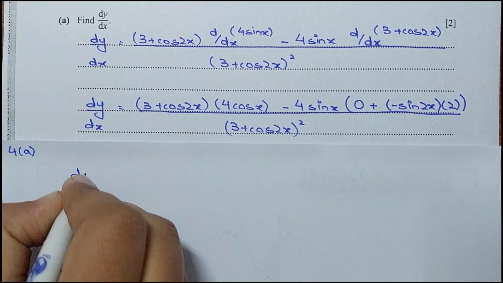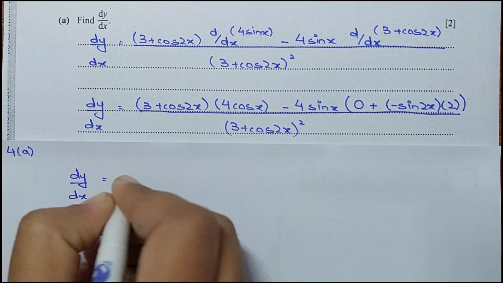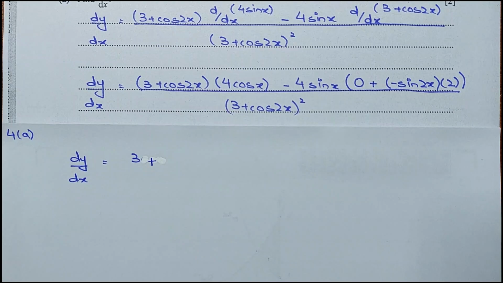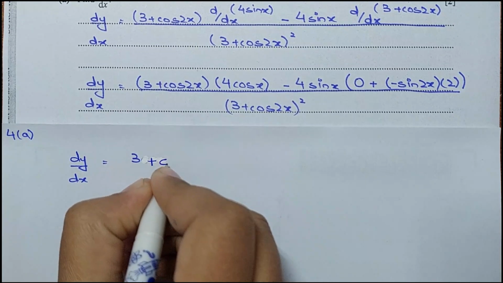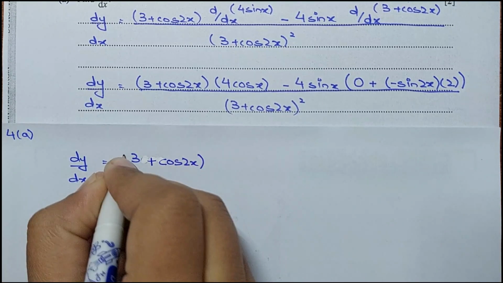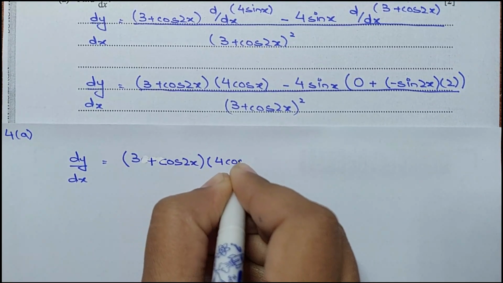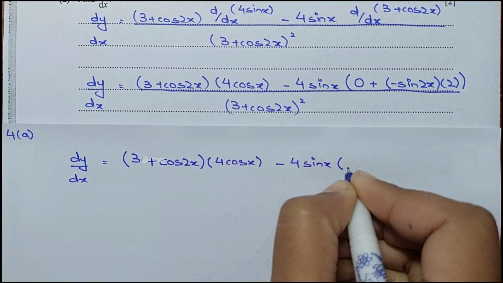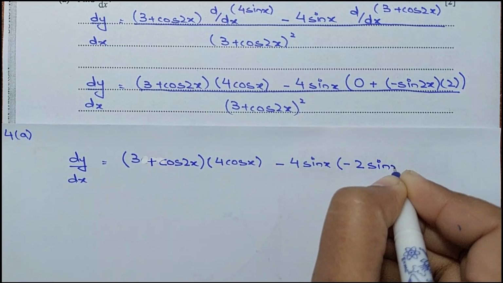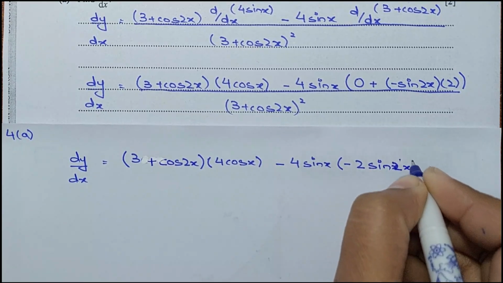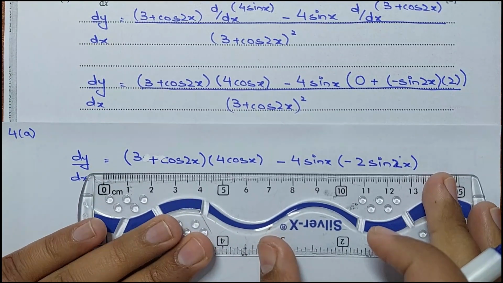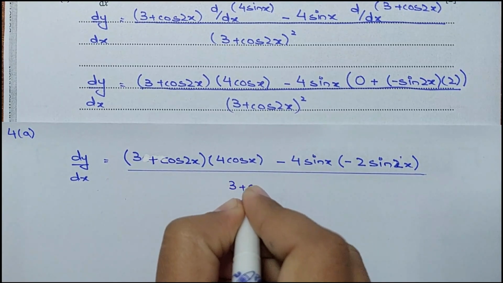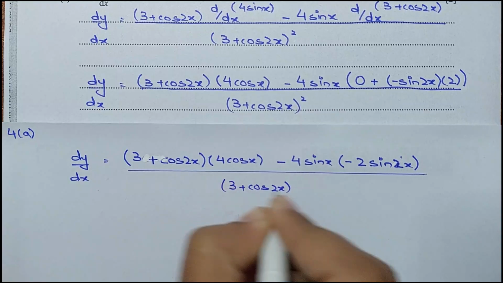Further simplification, dy over dx is 3 plus cos 2x, its product with 4 cos x, minus 4 sin x, its product with minus 2 sin 2x, everything divided by 3 plus cos 2x whole square.